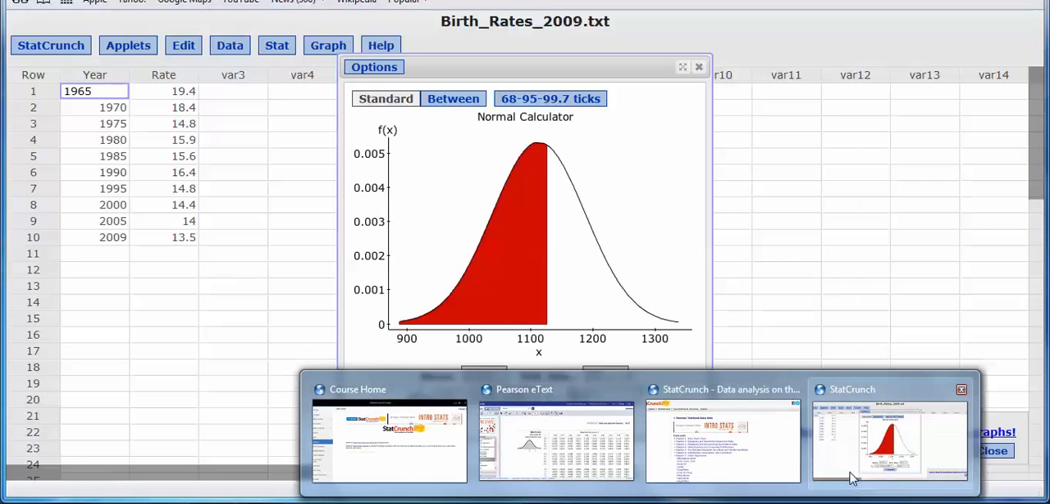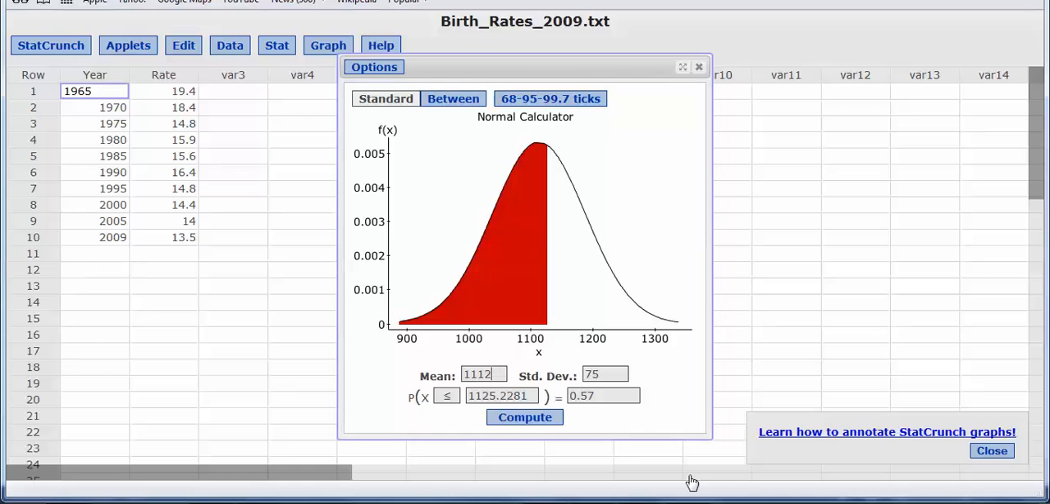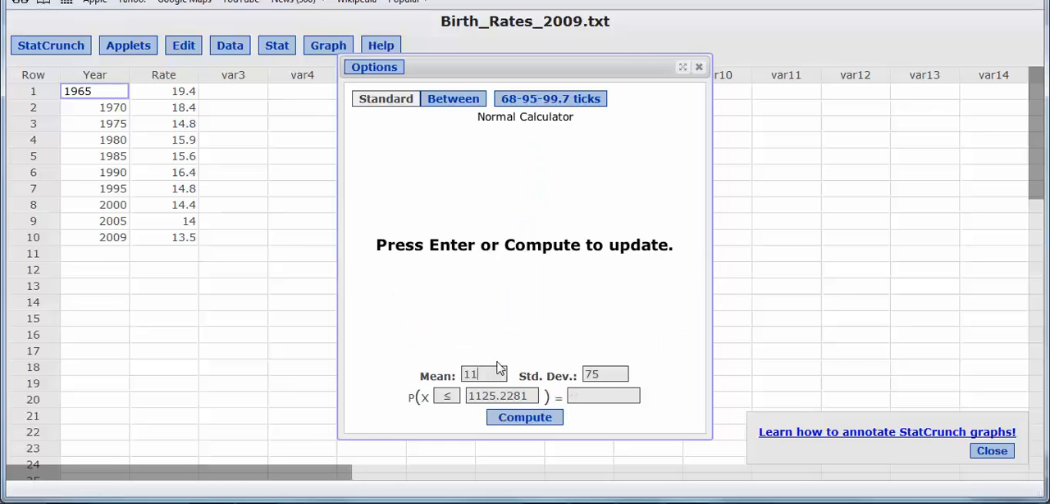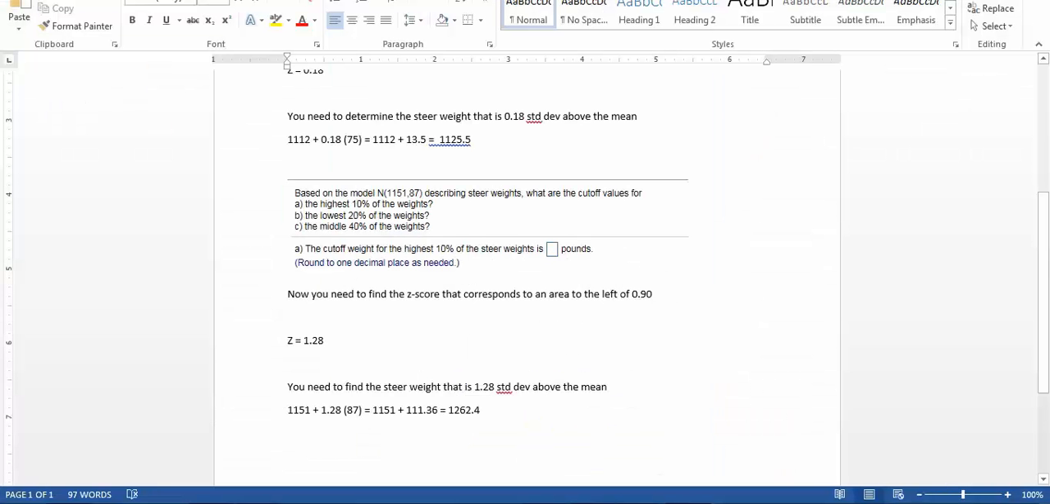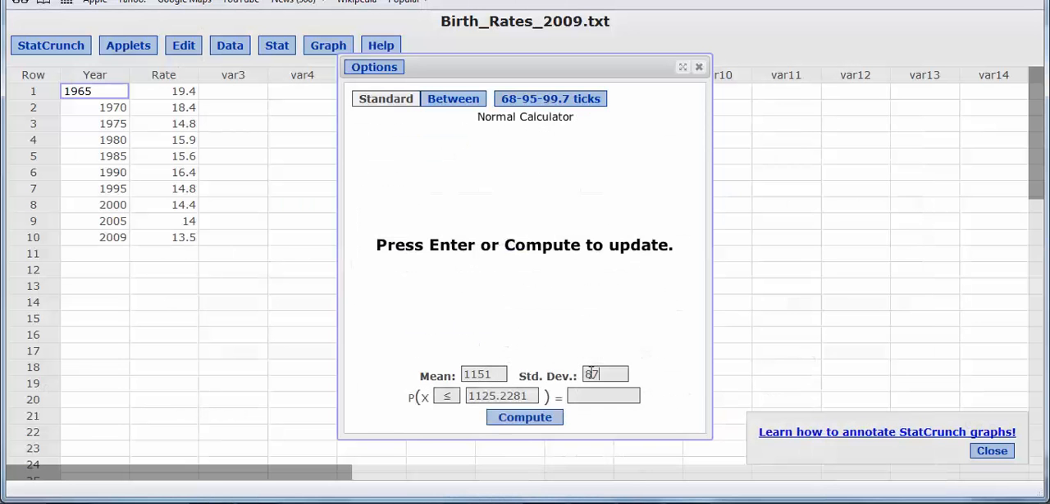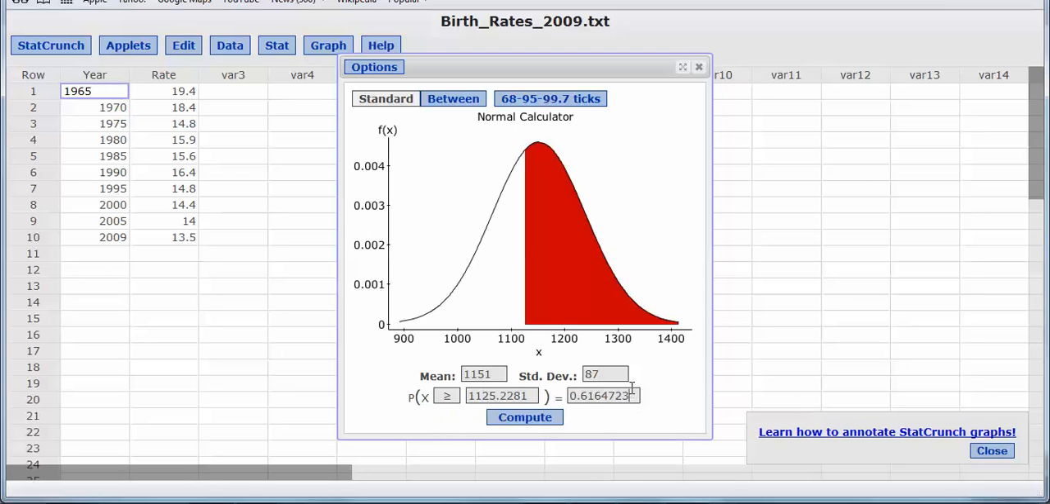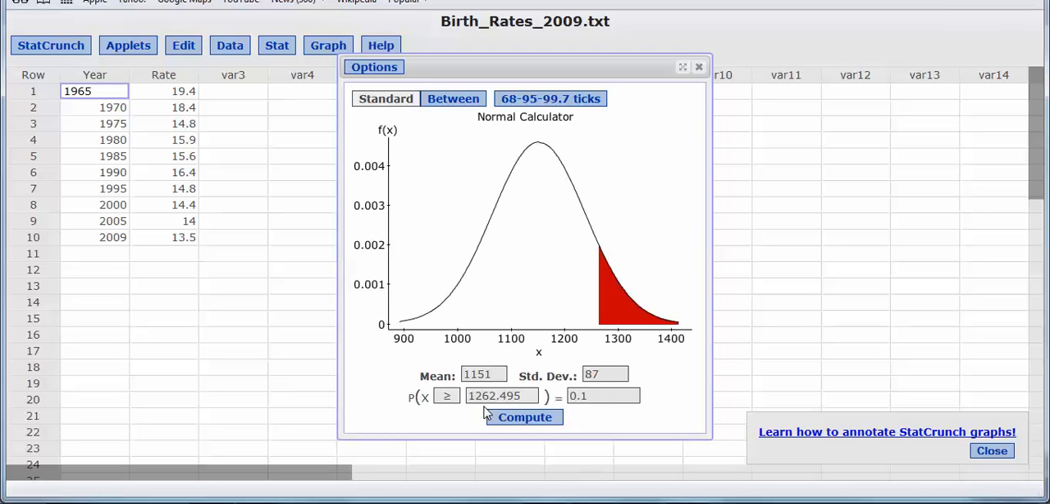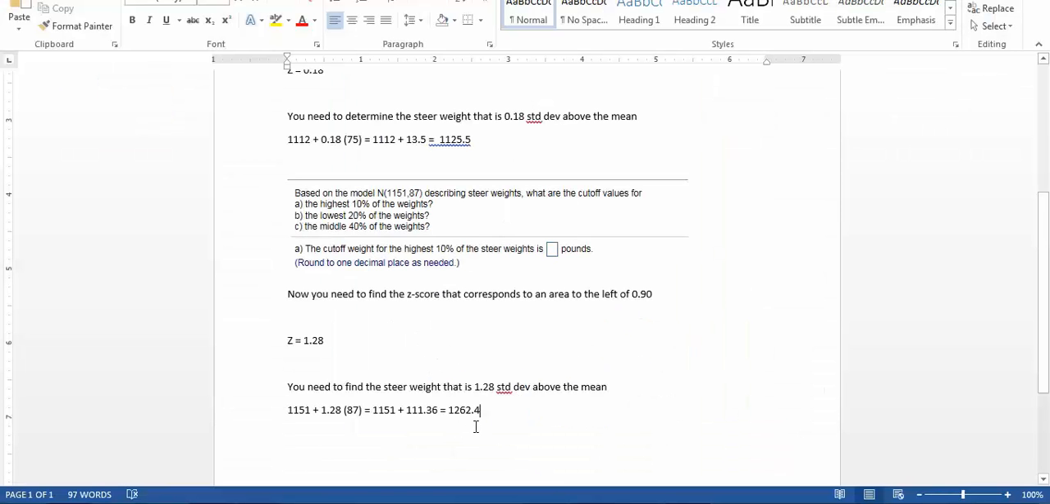So if I go back to my StatCrunch tool, and if you remember on this one, the mean weight was a little bit different. It was 1151, and the standard deviation was 87, I believe. Yeah, and we want the highest 10%. So I'm going to change this to greater than, and I want the area here to the right to be 0.1. And so I get 1262.5, and by hand I got 1262.4. So either of those answers would be acceptable.